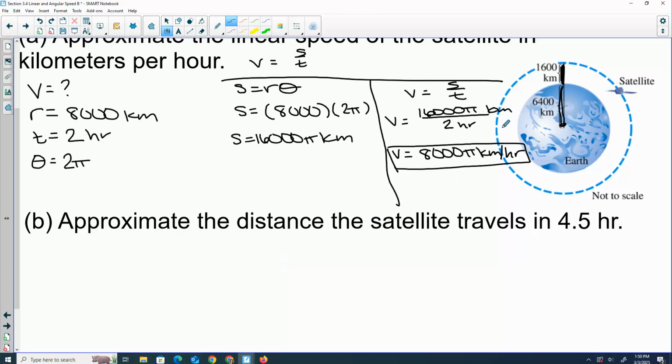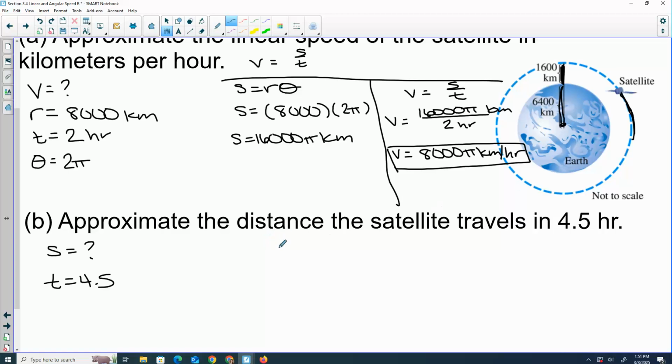B, approximate the distance the satellite travels. The distance the satellite travels, what variable would that be? S. So I'm looking for S in 4.5 hours. So my time is 4.5. Why is it not the same S as I had in part A? The time changed. In part A, it was only for 2 hours. So we need an S.